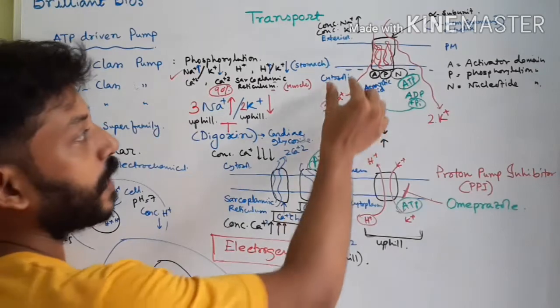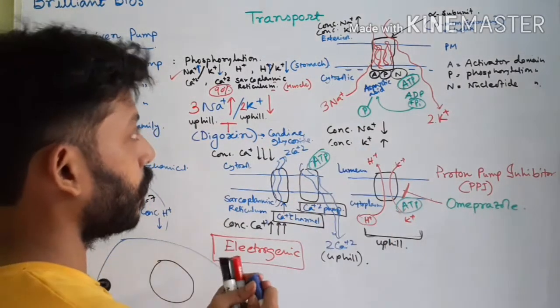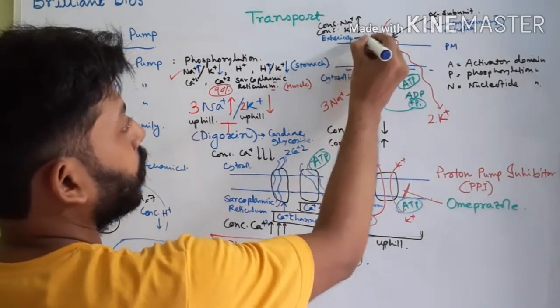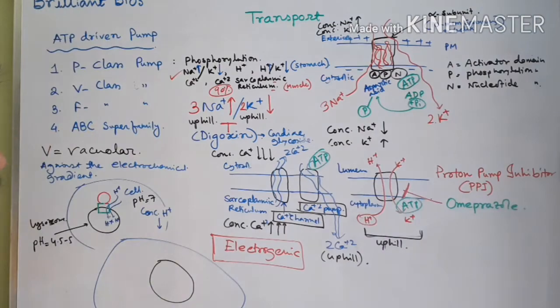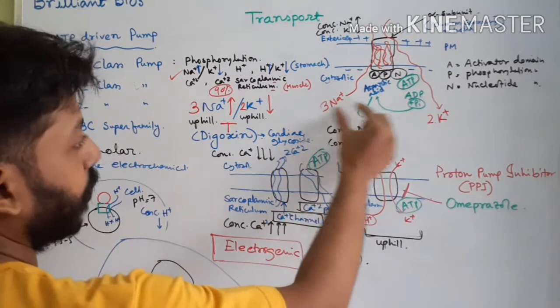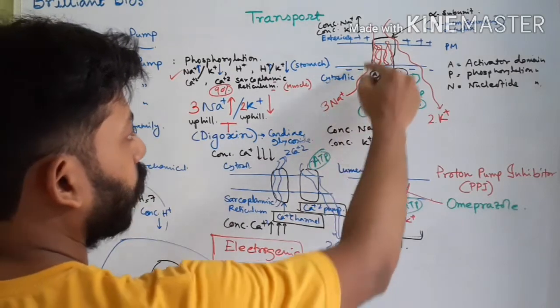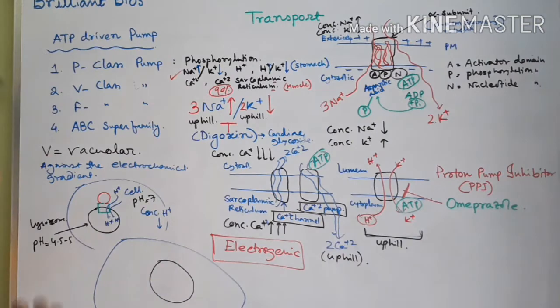They actually make the membrane potential. That means the inside is negatively charged and the outside is positively charged, because there is always a missing of one positive charge when 3 sodium come out and 2 potassium enter. The same occurs here.